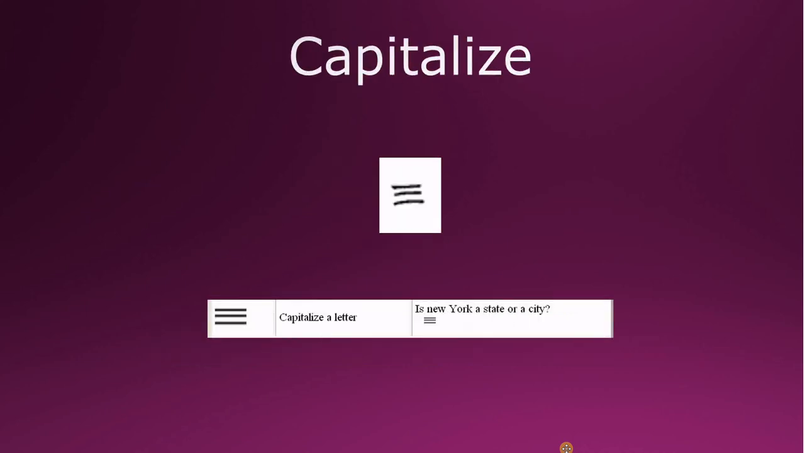The capitalized symbol. The capitalized symbol is pretty simple to learn. It is simply 3 lines that go beneath the letter that you need capitalized. Capitalize the letter. For example, here in the sample you see, is New York a state or a city? Well, York is capitalized, well the Y is, and then the N in New needs to be capitalized as well because it is a specific proper noun that is talking about New York, which is a state, so therefore it needs to be capitalized. The N does, to be correct.